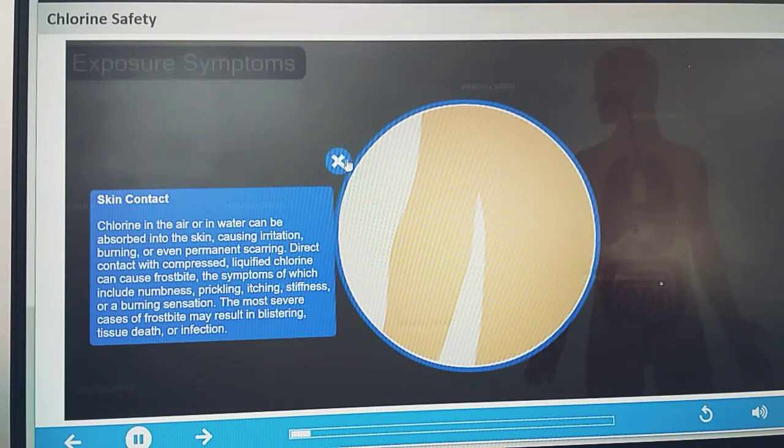Chlorine in the air or in water can be absorbed into the skin, causing irritation, burning, or even permanent scarring. Direct contact with compressed liquefied chlorine can cause frostbite, the symptoms of which include numbness, prickling, itching, stiffness, or a burning sensation. The most severe cases of frostbite may result in blistering, tissue death, or infection.